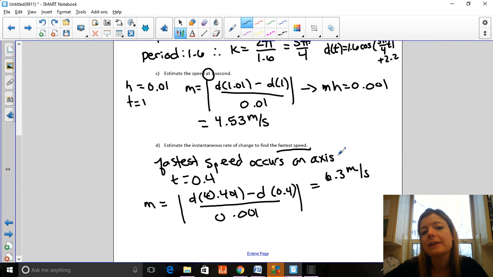Okay, so really this is just a recap of what we've already done, with the additional thinking about how speed changes or rate of change changes between a max and a min, and how that repeats throughout the sinusoidal curve. And again, the fact that the fastest speed always happens on the axis.